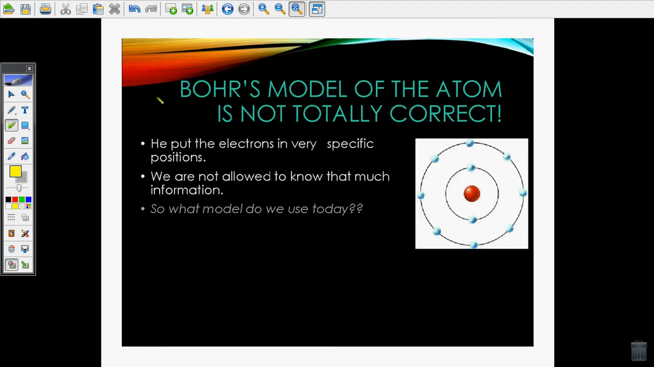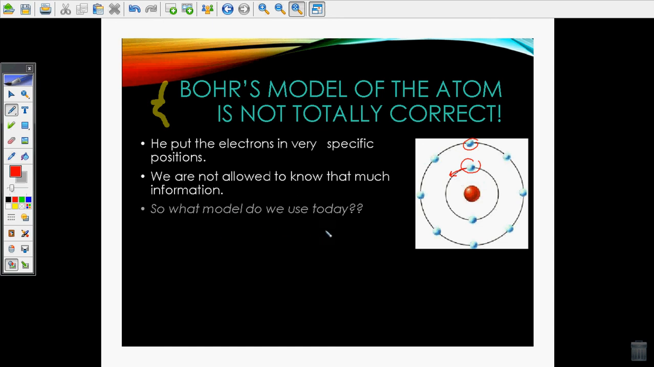So that leads us up to our final conclusion. Our final conclusion being that Bohr's model of the atom is not totally correct. He put electrons in very specific locations. For example, he said that the electron would be either here or here. Like, these are very, very specific locations. According to Heisenberg, we're not allowed to know the position or momentum, meaning the direction of travel and speed, at the same time of the electron.